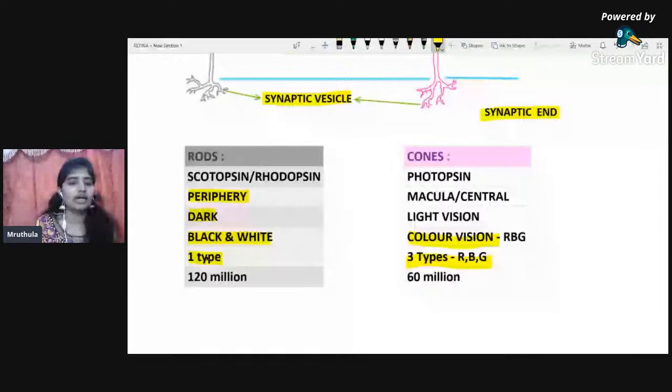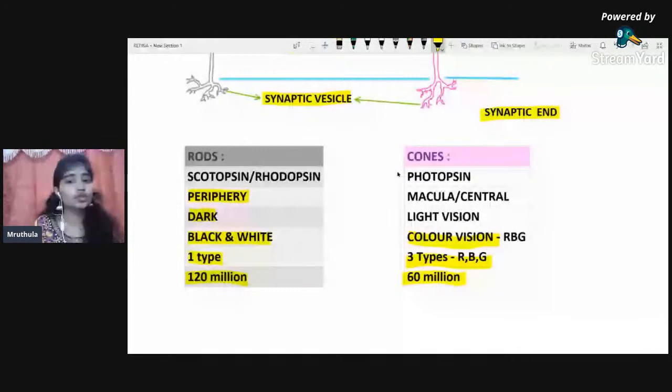Now cones occupy only a very little area in the retina, so definitely the count will be very less. It's 6 million when compared to rods. What is the fundamental pigment in these rods and cones which is responsible for the particular color or the black and white that they are absorbing?